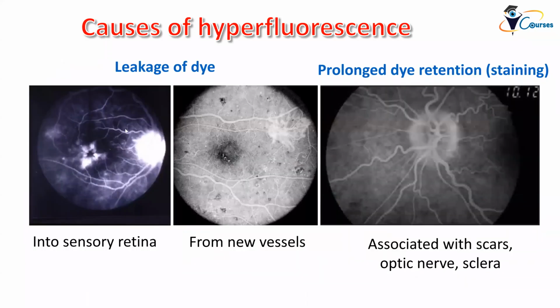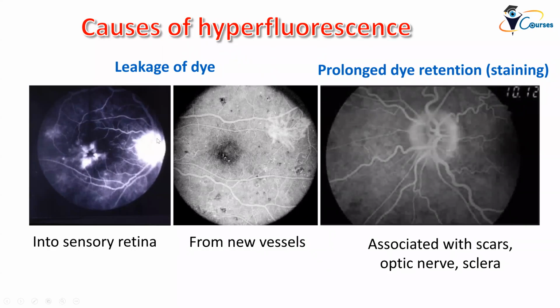What are other causes? It could be a leakage of the dye. It means that there is an abnormality in the retina or the blood vessels, so that the dye is not retained in the blood vessels. It will leak out from the blood vessels. For example, there could be some inflammatory mediators present in the retina that will cause the walls of the blood vessels to be leaky to the fluorescein.